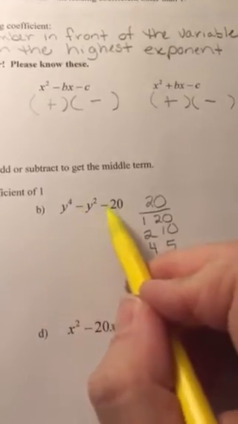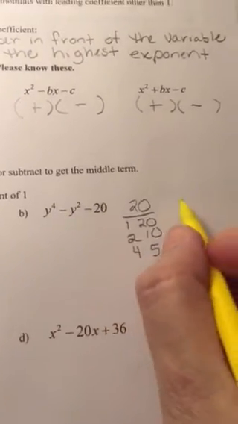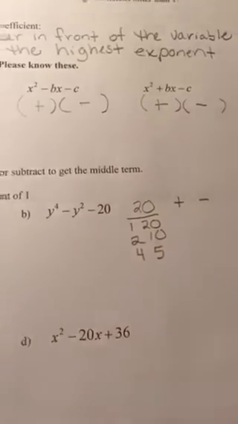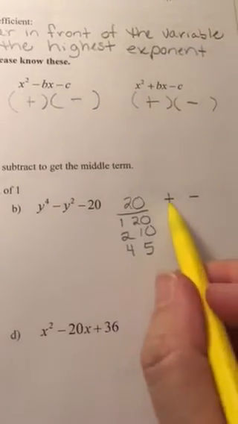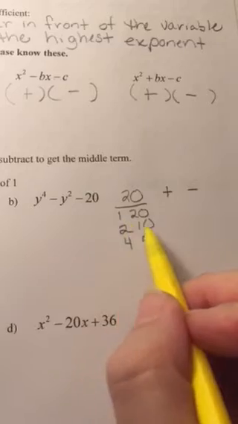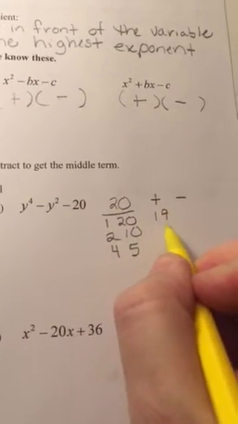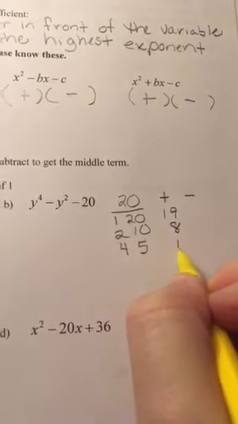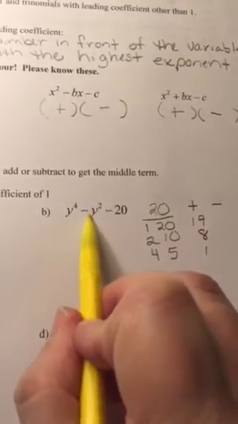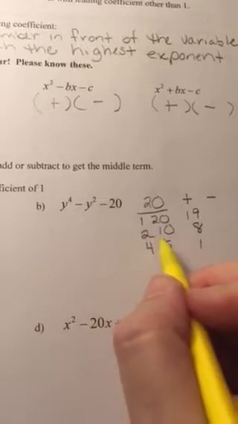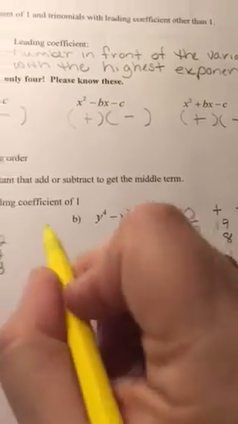But this time I have a minus minus sign pattern. So that means that when I factor it, I'm going to get a plus minus. These are different signs, so I'm just going to take the difference between my factors. So I'm going to do a 19, I'm going to do an 8, and I'm going to do a 1. Well, notice my middle term here is a 1, so okay, I have to use my 4 and my 5.